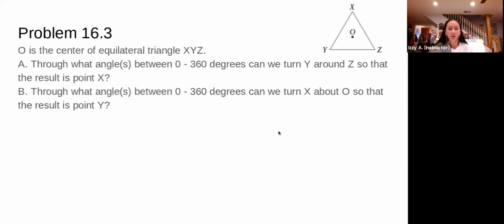Okay. So, here's problem 16.3. O is the center of equilateral triangle XYZ. So the first question is, through what angles between 0 and 360 degrees can we turn Y around Z so that the result is point X? And the second question is, through what angles between 0 and 360 degrees can we turn X about O so that the result is point Y?